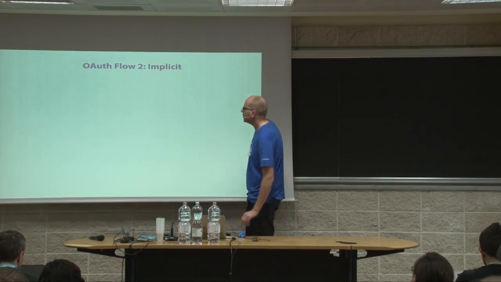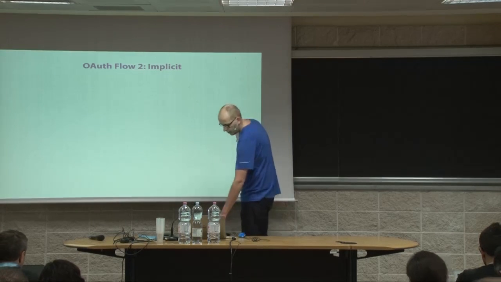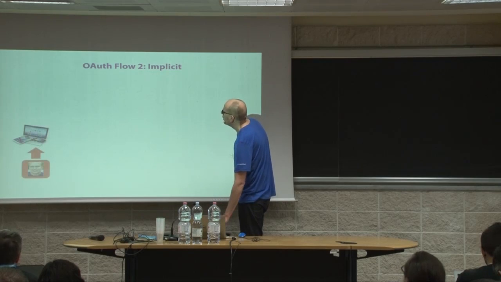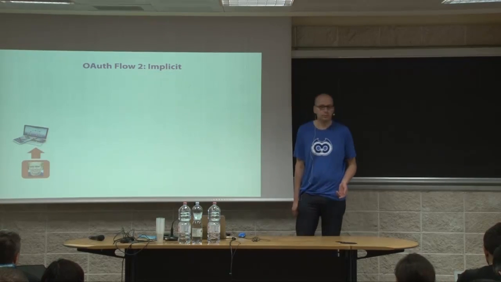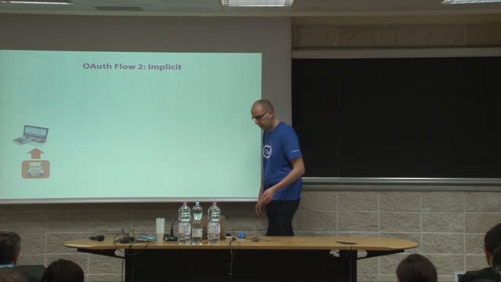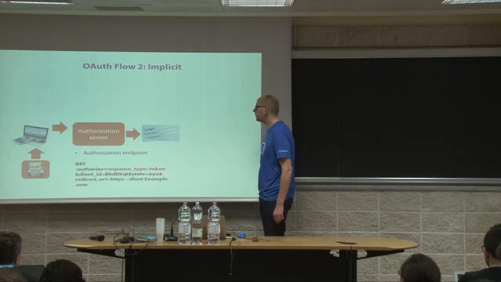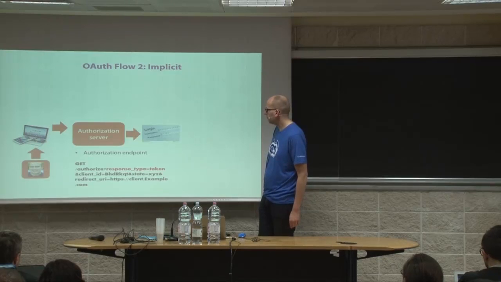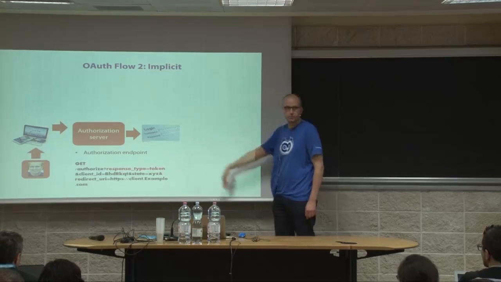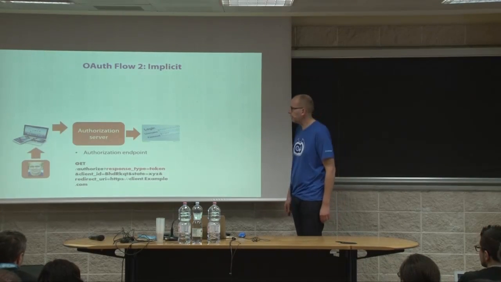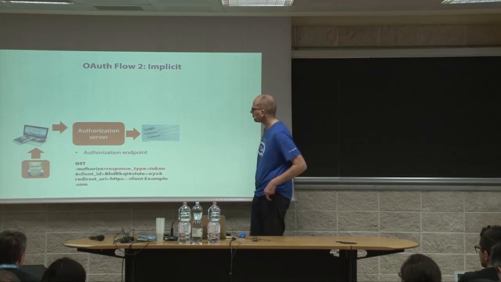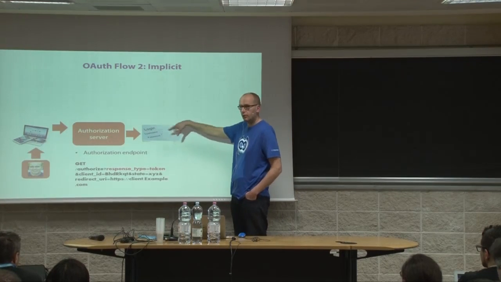So then we have the implicit flow. The implicit flow is a simplified flow. So now we don't have a code. We use some kind of client. It uses the authorization endpoint. And now I have provided some request information, so to say. So we have the same flow again.